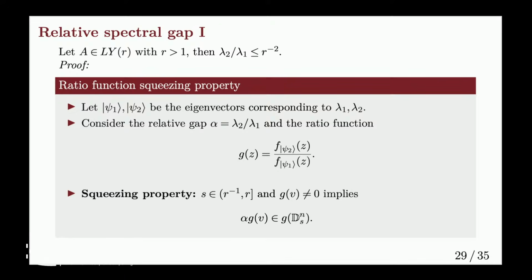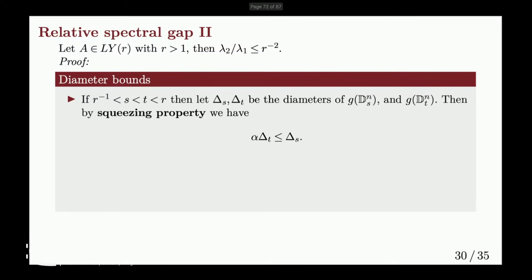What you get from the complex analysis on the disk is a squeezing property. For all of the non-zero inputs to this ratio function, they actually belong in a scaled version of this disk. The next thing you need to do is consider some parameters s and t that are in between r inverse and r. You apply the squeezing property to both disks, and you derive this bound on the diameters that way.